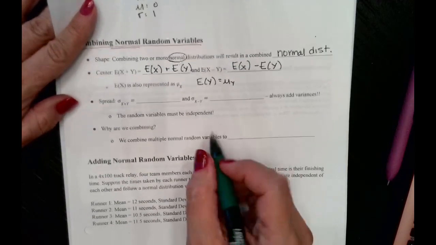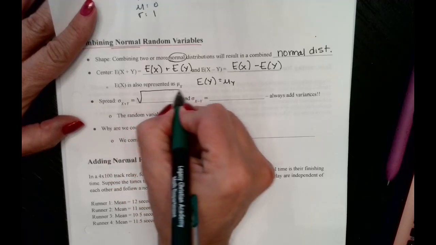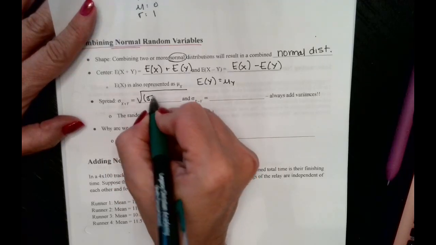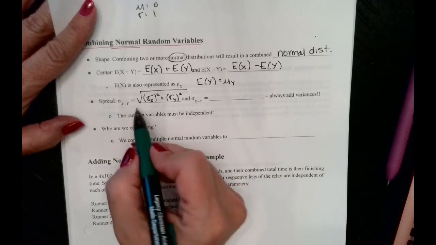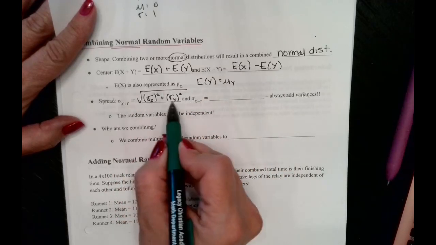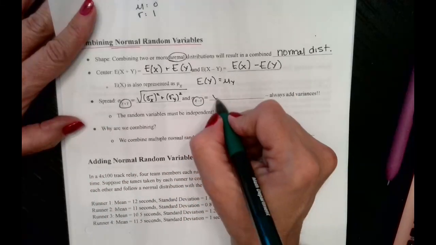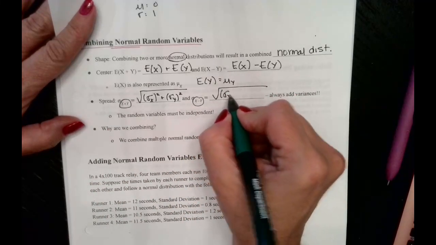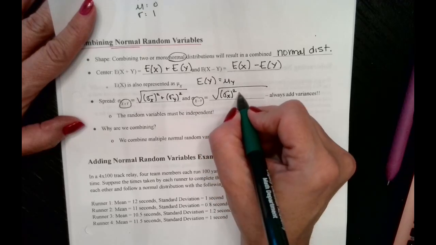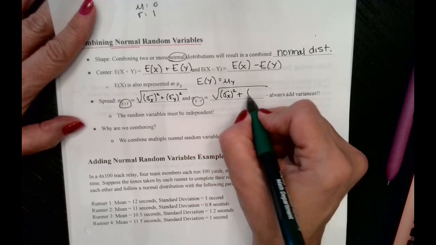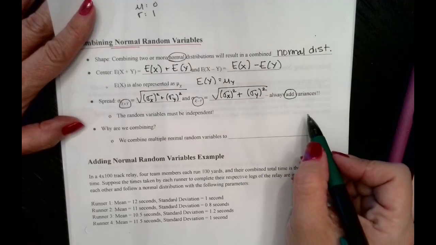Okay. So our spread, our standard deviation, this has also not changed. So it is the square root of the variance of x plus the variance of y. Remember, the standard deviation is the square root of the variances. And whether it's addition or subtraction, my formula doesn't change. The variance of x plus, even though this is negative, we're adding the variance of y. Always add the variances.